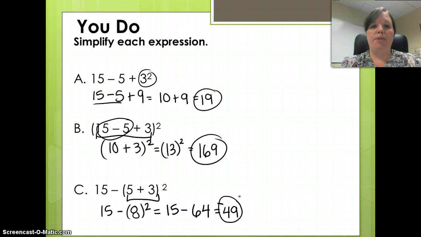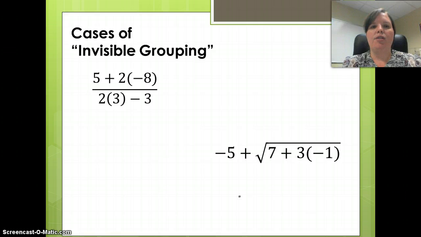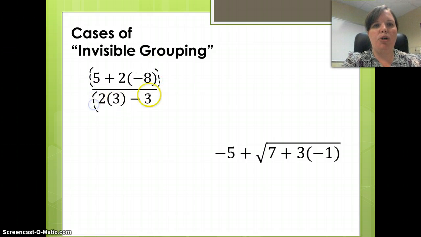So if you feel good about those, which hopefully you do, we're going to go on to some of those more advanced cases, or just places that PEMDAS doesn't necessarily explain fully. So the cases of invisible grouping. These are my I-dos to show you some cases, and then you're going to try one that's a little bit harder. Invisible grouping occurs when we have a fraction bar. A fraction bar is an indicator of invisible groups: you want to do your numerator group together and your denominator group together before you actually move on.